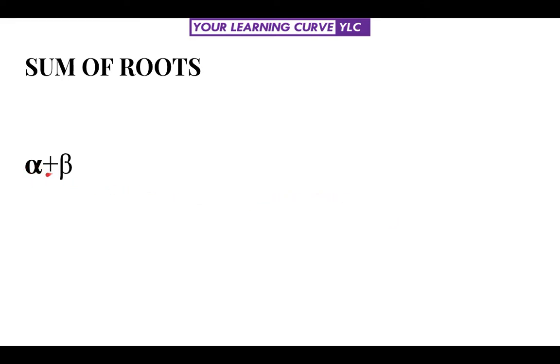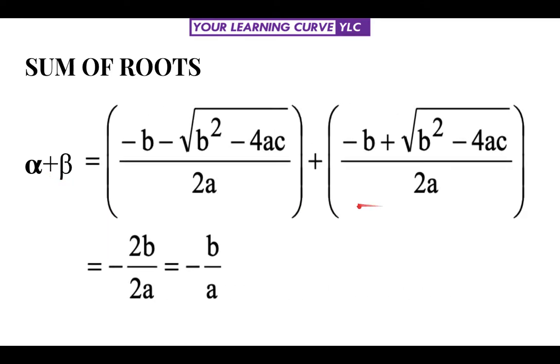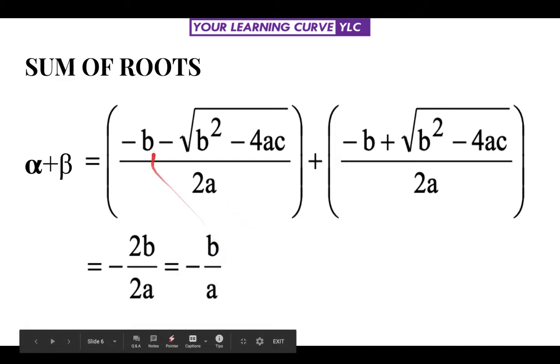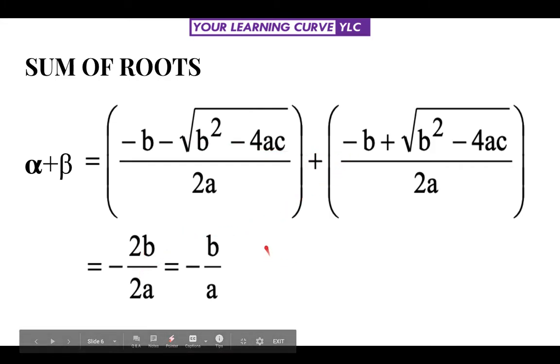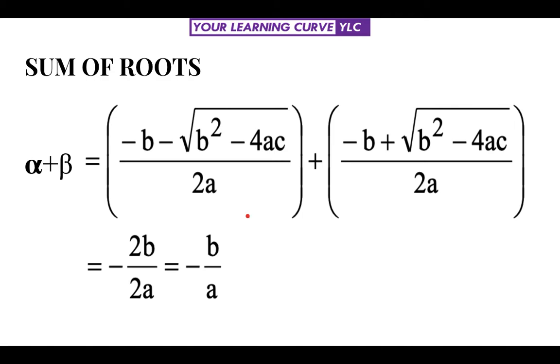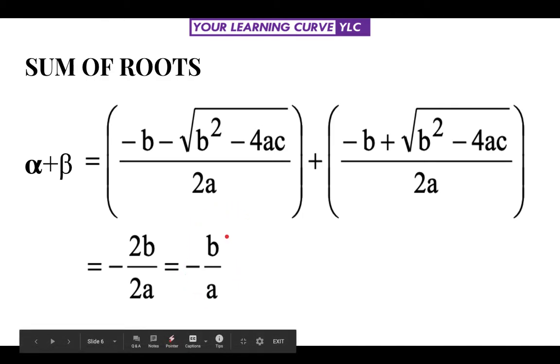When you add these two roots alpha plus beta, you get minus b by a. After adding, you can very easily say this is negative over here, this is positive over here, these two get cancelled, you get minus b, that is minus 2b by 2a. So from here we get that sum of roots of the quadratic is always equal to minus b by a.